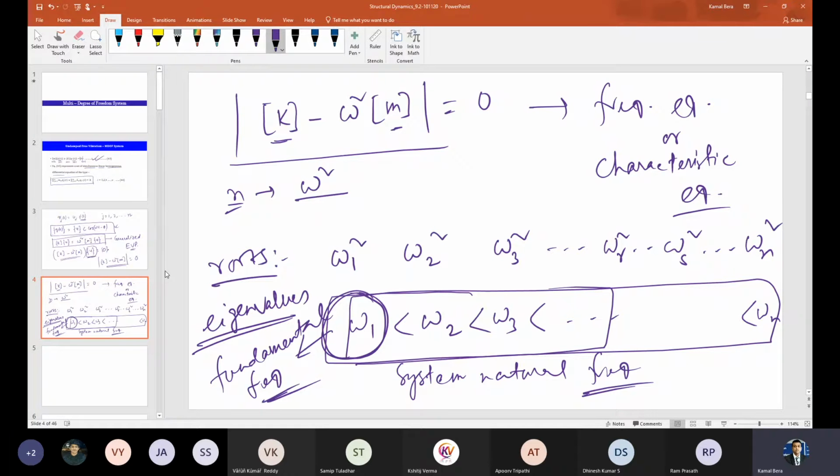Okay, but why that is and how it is coming, that we'll see later. Okay. So from that you are understanding that it is not required to take all the modes in my responses, right? In a modal superposition method or modal analysis method, I can very much consider only the initial few modes, like let's say the first 5 modes.